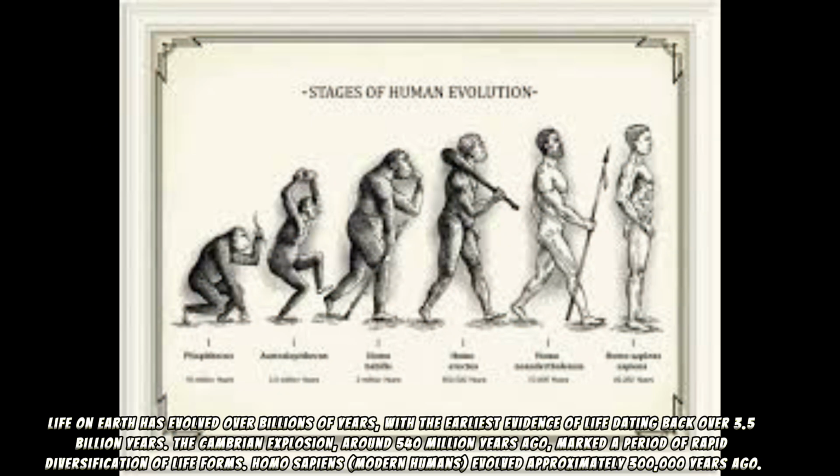Life on Earth has evolved over billions of years, with the earliest evidence of life dating back over 3.5 billion years. The Cambrian explosion, around 540 million years ago, marked a period of rapid diversification of life forms. Homo sapiens, modern humans, evolved approximately 300,000 years ago.